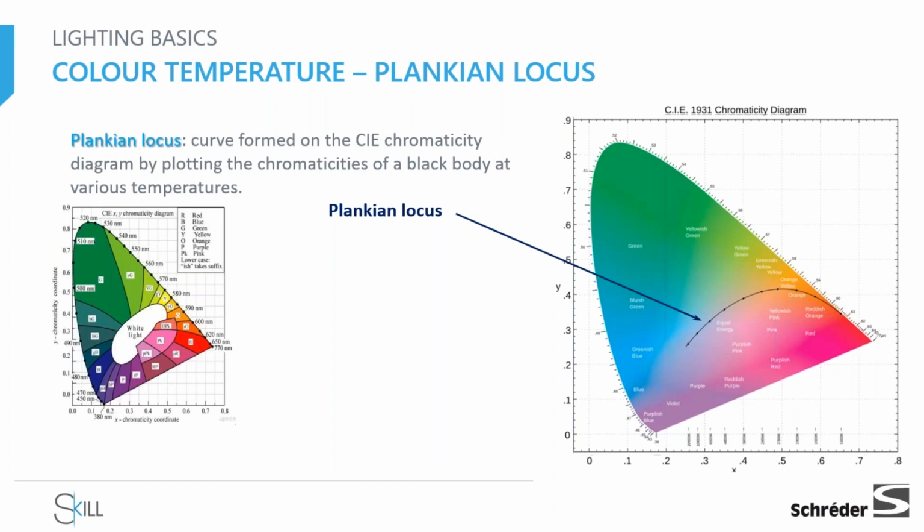Okay. Inside the big area of the CIE chromaticity diagram, we have a specific line dedicated for the white area. You can see the white area is here, and we can see on this graph that there is something called the Planckian locus, which is the area where we find the white light. The Planckian locus is defined as the curve formed on the CIE chromaticity diagram by plotting the chromaticity of a black body at various temperatures.